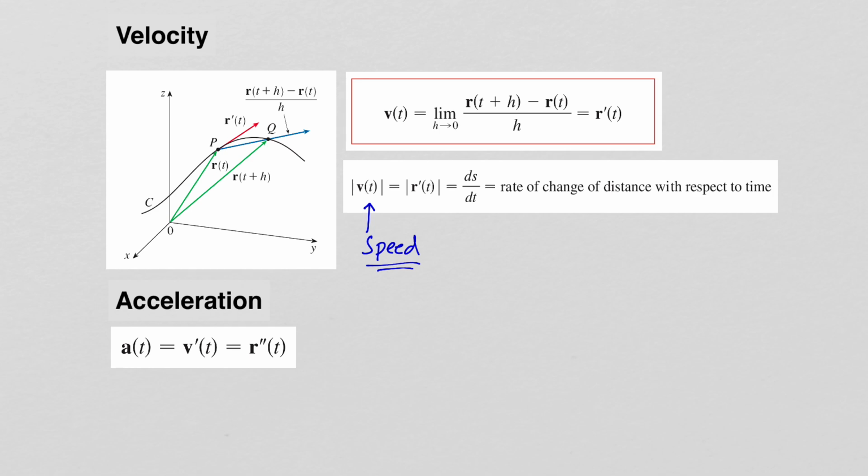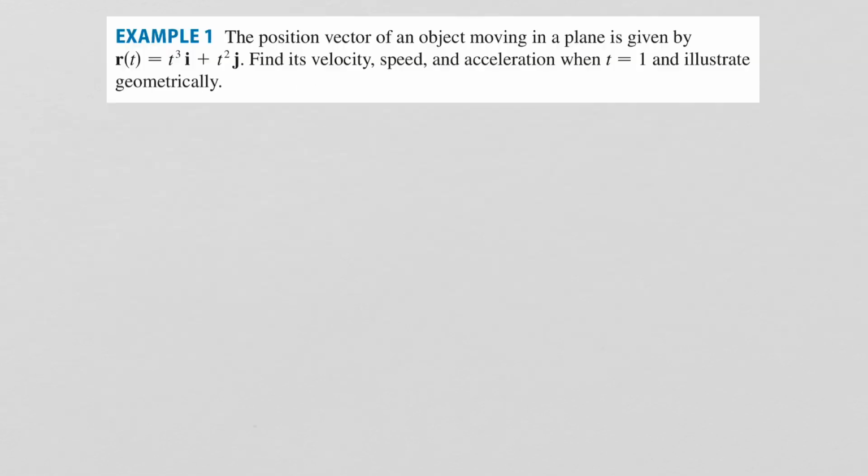And acceleration is the rate of change of the velocity, and so the acceleration vector function is just the derivative of the velocity function, or the second derivative of the position function. So as an example, suppose we know the position vector of an object moving in a plane is given by the function r that you see here, and this is in 2 dimensions, right, because we're in a plane. Find its velocity, speed, and acceleration when t equals 1.